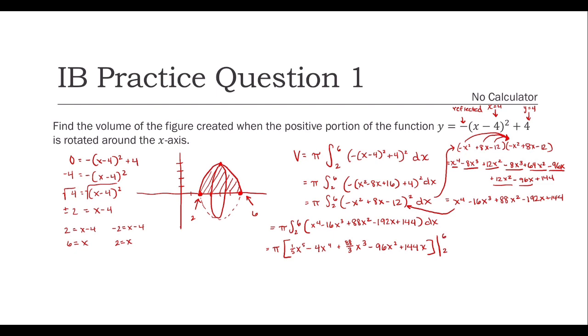So we'll go ahead and plug in 6 and then we'll minus the same thing with 2 plugged in. So we'll start all the way over here because it's going to be long. So we'll have pi times (1/5 times 6 to the 5th minus 4 times 6 to the 4th plus 88 over 3 times 6 cubed minus 96 times 6 squared plus 144 times 6) minus pi times (1/5 times 2 to the 5th minus 4 times 2 to the 4th plus 88 over 3 times 2 cubed minus 96 times 2 squared plus 144 times 2).